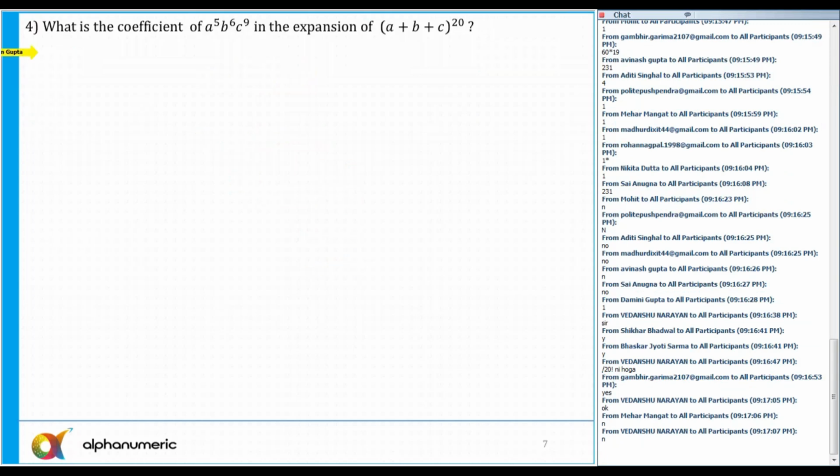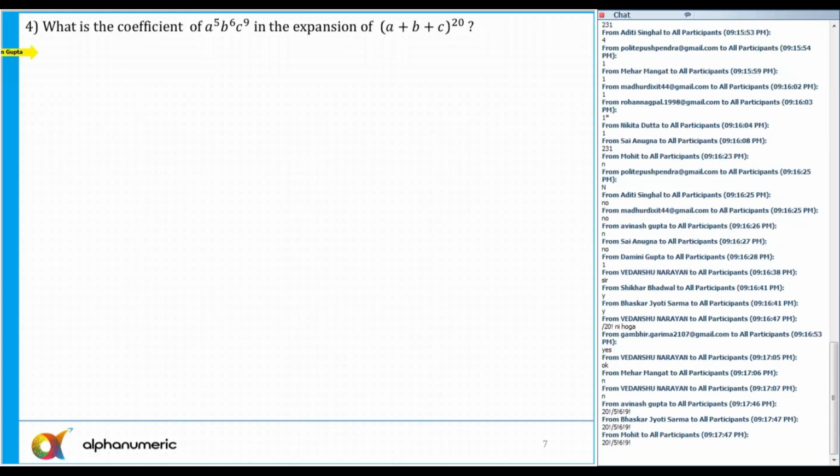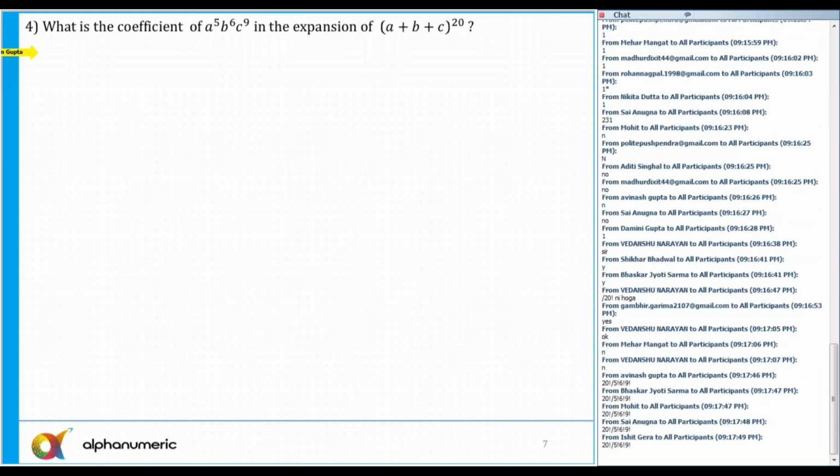Try this, all of you. Question number 4. What is the coefficient of x to the power 5 and c raised to power 9? I need to know this.